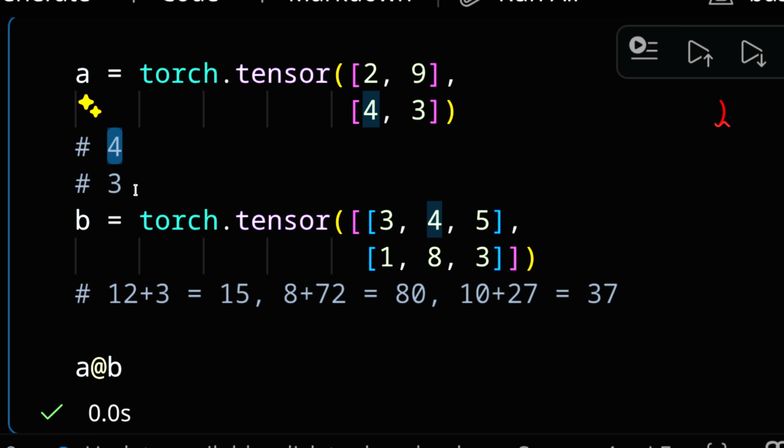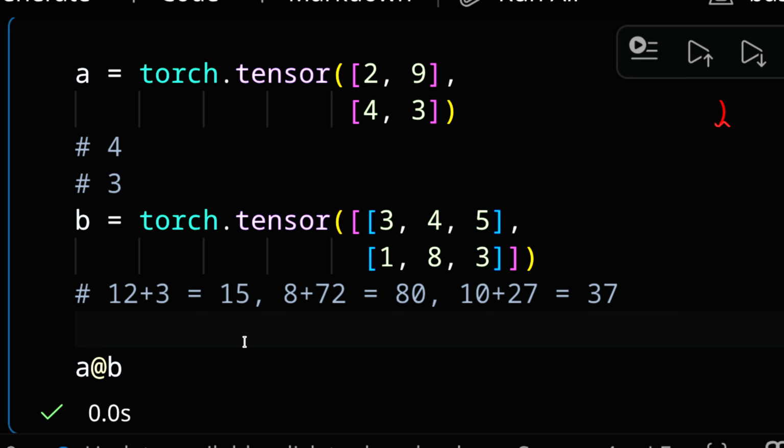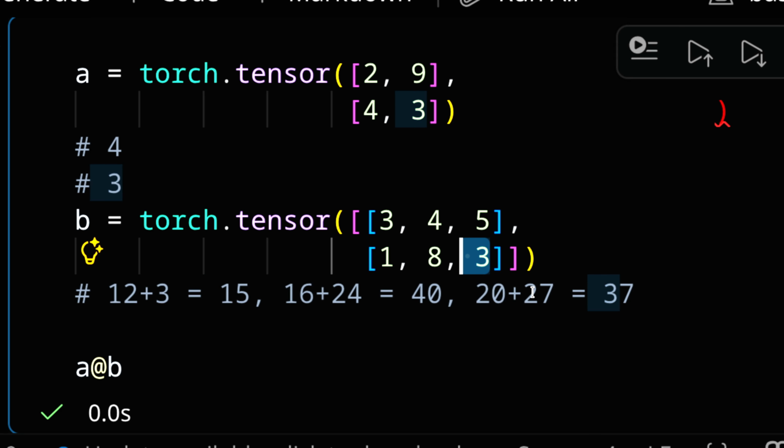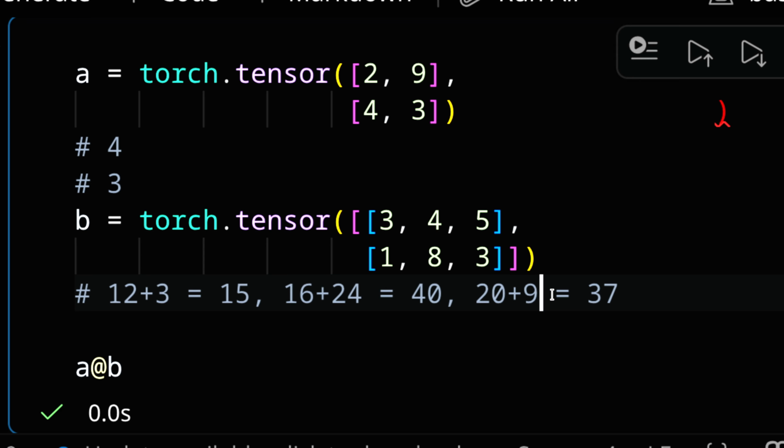And then 4 times 4 is 16. Then add to it the 3 times 8, which is 24. So 16 plus 24 is 40. And finally, the 4 times 5 is 20, and the 3 times 3 is 9. So 20 plus 9 is 29.